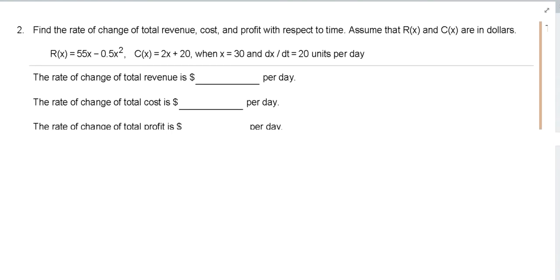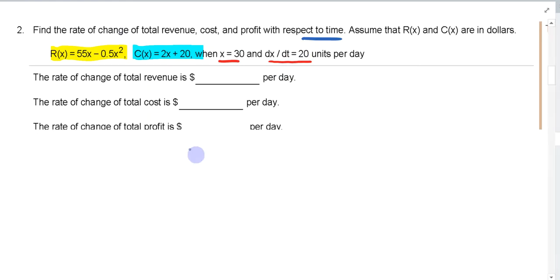Number 2 says, find the rate of change of total revenue, cost, and profit with respect to time. Remember, that's going to be the dt. Assume that R(x) and C(x) are in dollars. So here is our revenue function, and here is our cost function. And then we've got some parameters. We've got x is 30 and dx/dt is 20.